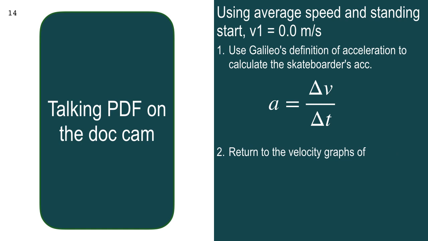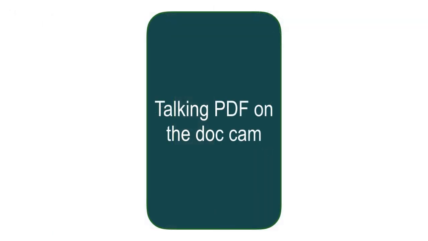And then we're going to return and look at velocity graphs. We were talking about the tortoise and the hare's velocity graphs last time. We're going to go back to the tortoise, and then we're going to forget about the hare because he's a loser. And we're going to talk about the skateboarder and make a velocity graph for that. And then we're going to make a generalization for any accelerated system using velocity graphs. All right, and we're going to start with the talking PDF on the document cam.